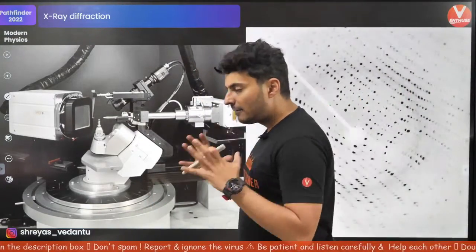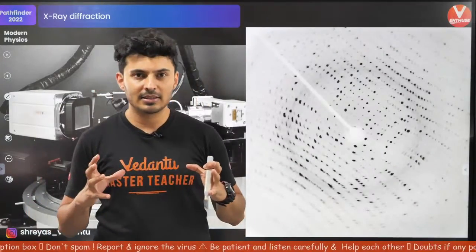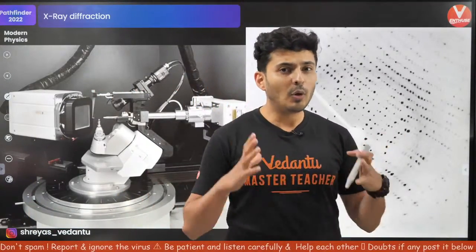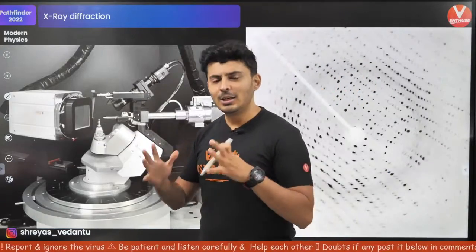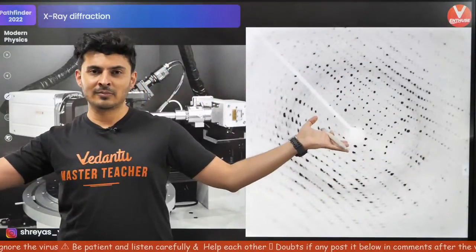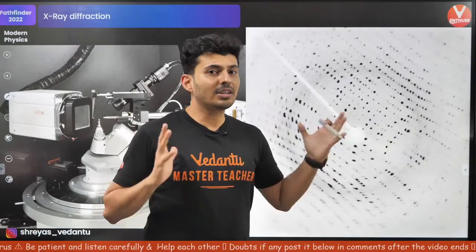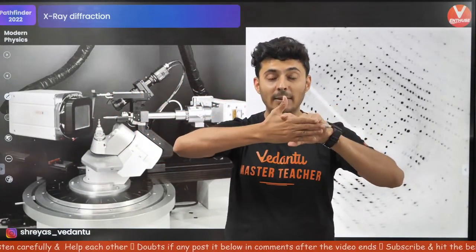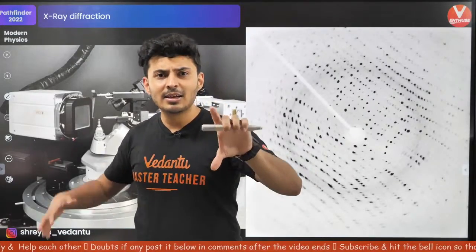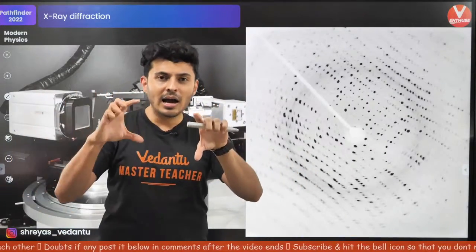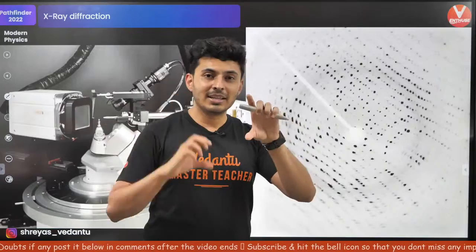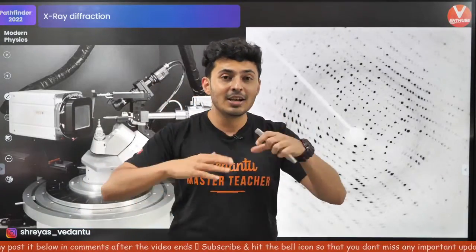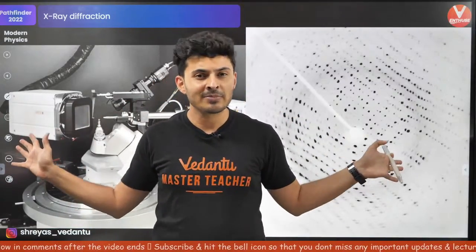X-rays have very, very small wavelengths, and I have also told you what diffraction is. Diffraction is the spreading of light. And when does diffraction occur? When you pass EM waves through holes or through gaps. And peculiarly, when the gaps or the holes are of the size of the wavelengths, then the spreading is even more.